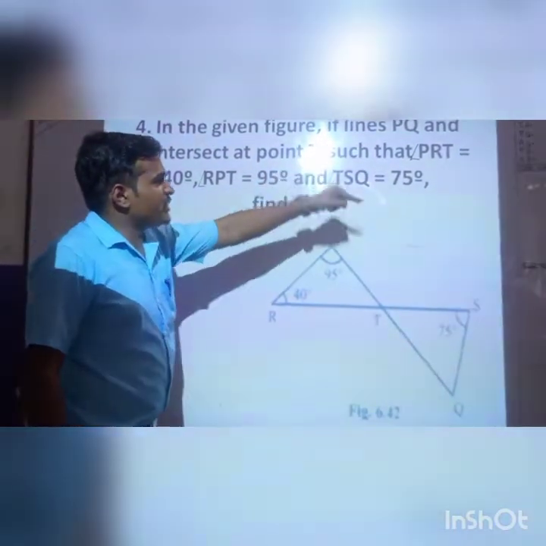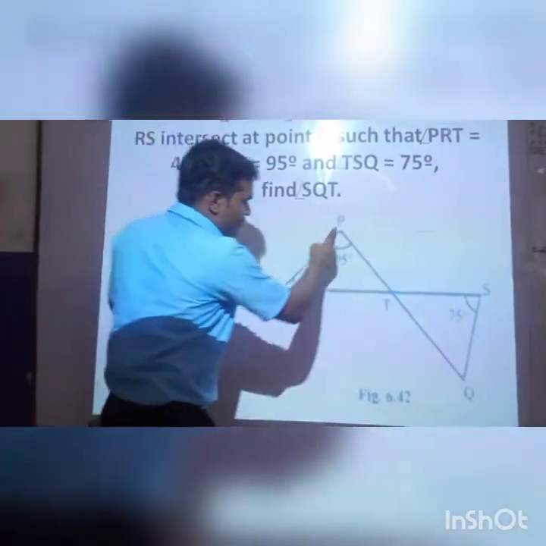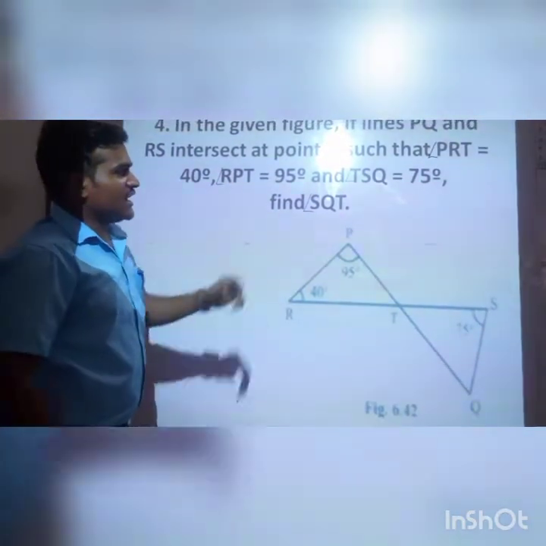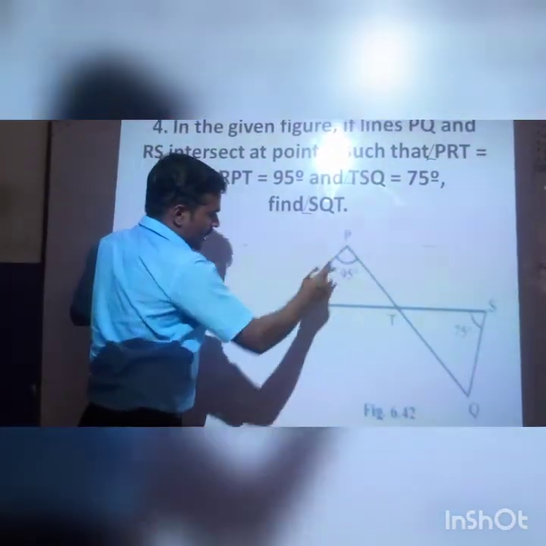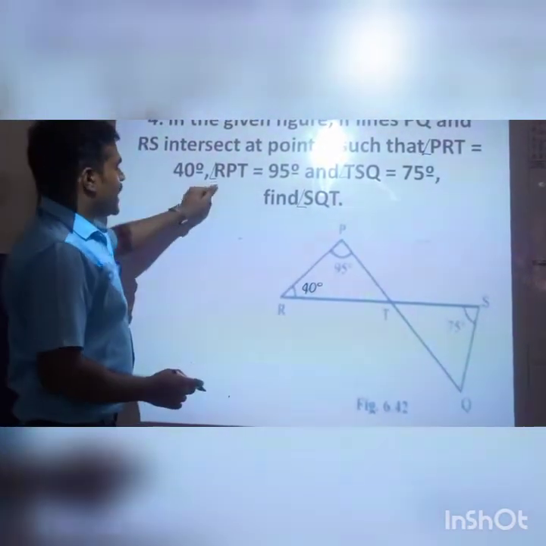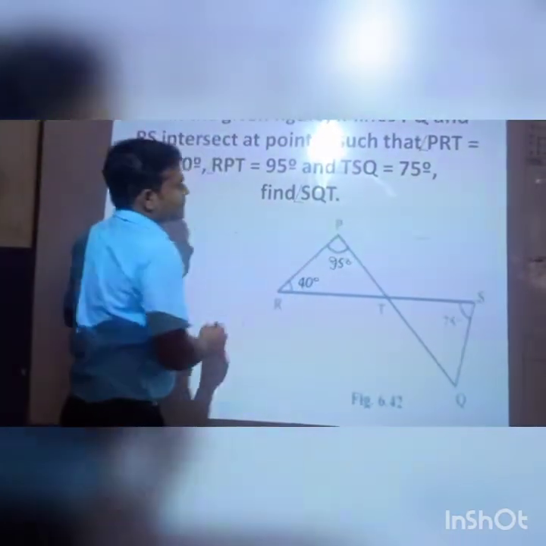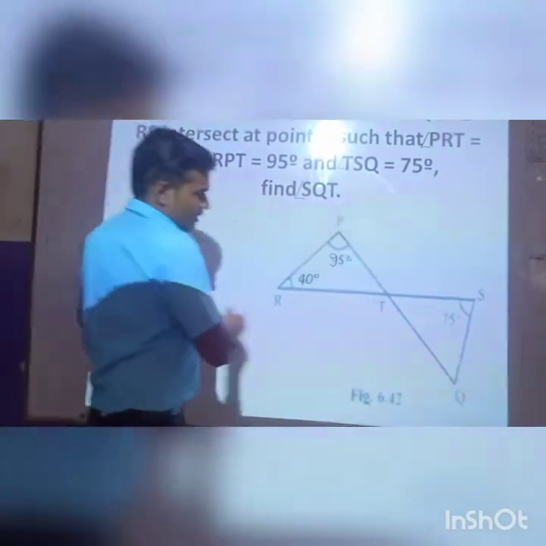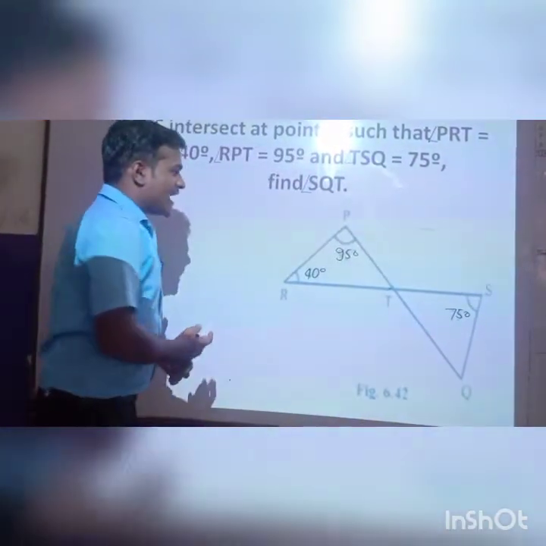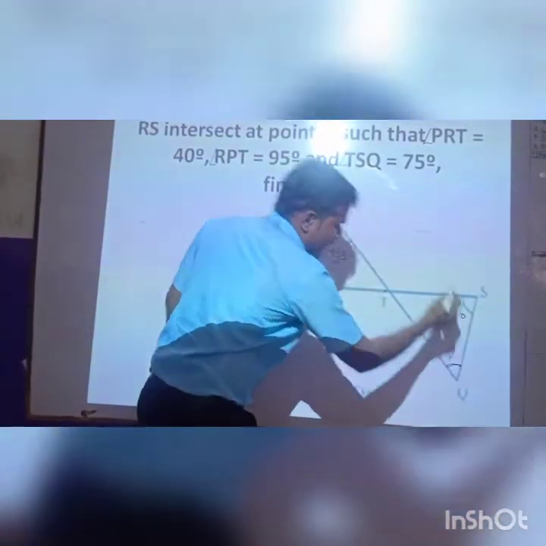If lines PQ and RS intersect at a point T, such that angle PRT is 40 degrees, angle RPT is 95 degrees, and angle TSQ is 75 degrees, then find angle SQT. We have to find this angle SQT.